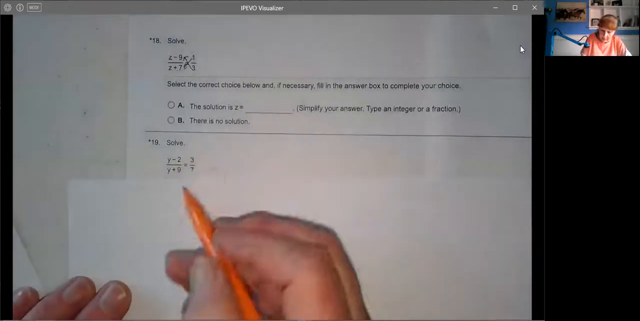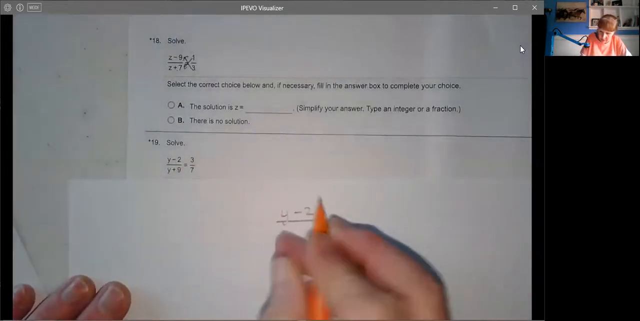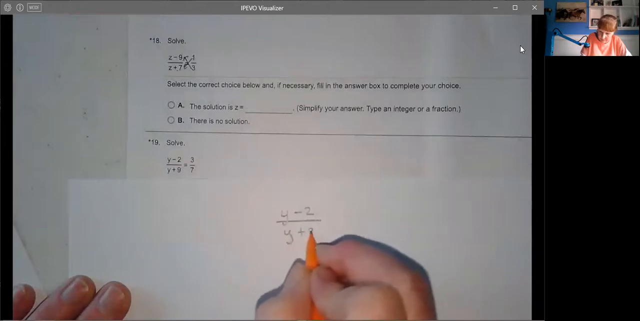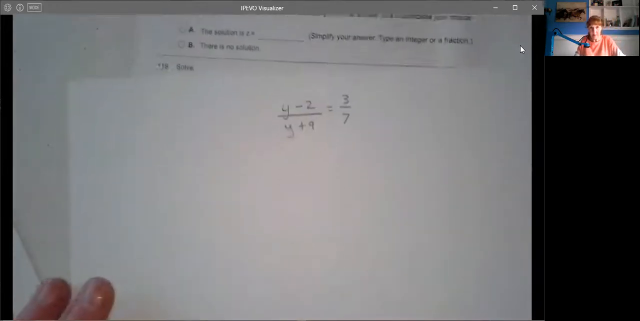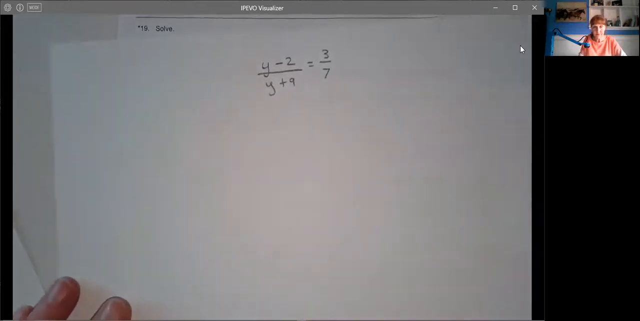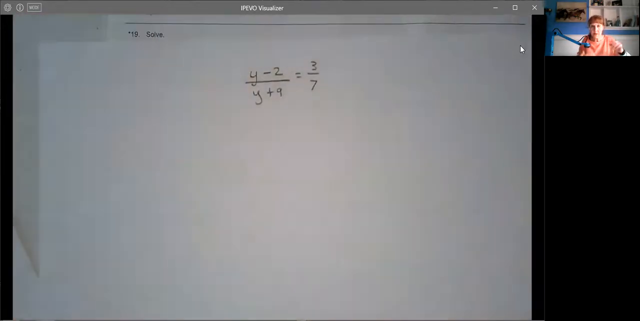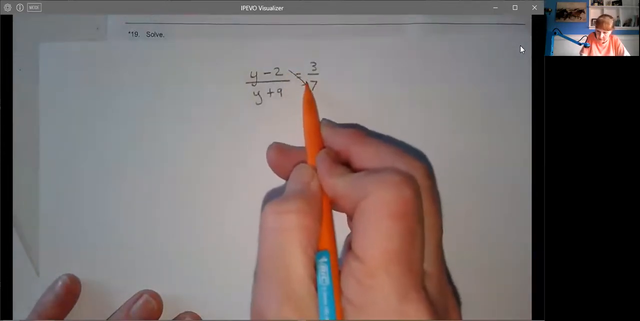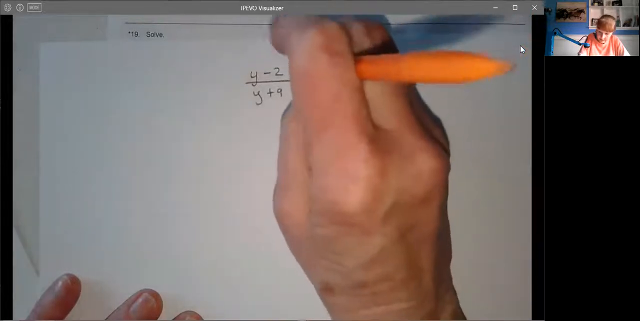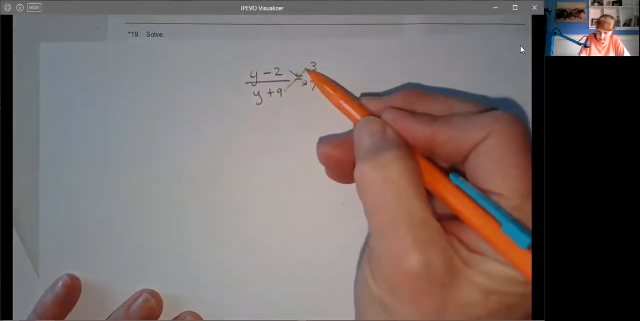Here, I'm going to use the cross product. You know, I think I'm going to copy it over just so it's a wee bit larger here. All right, so then we don't have to. Had a funny glare on it too. All right, so on this one, we're going to do a cross product, even though my 3/7 is a little high. This times this is equal to this times this.